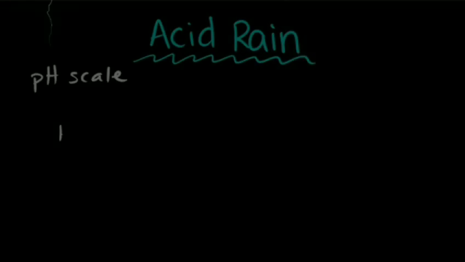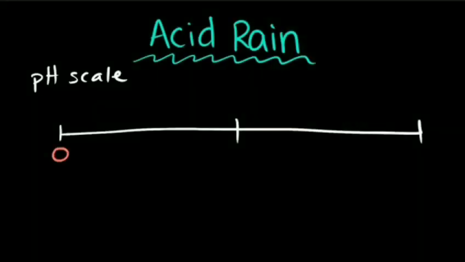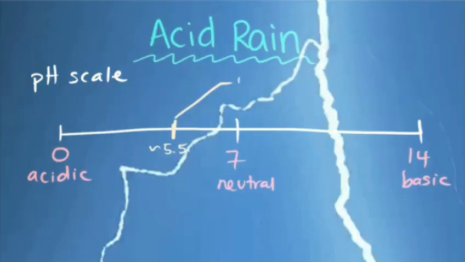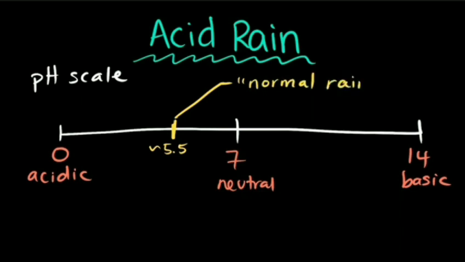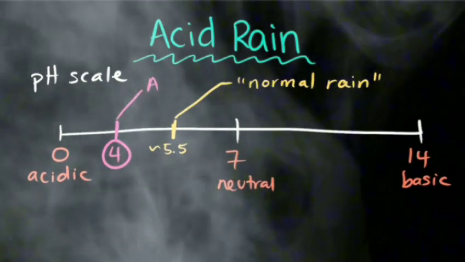If you think back to the pH scale, you'll remember that it goes from 0 to 14, acidic to basic, and that 7, right in the middle, is neutral. Normal rain is around 5 or 5.5, so it's slightly acidic. But acid rain is even more acidic and typically around a pH of 4.